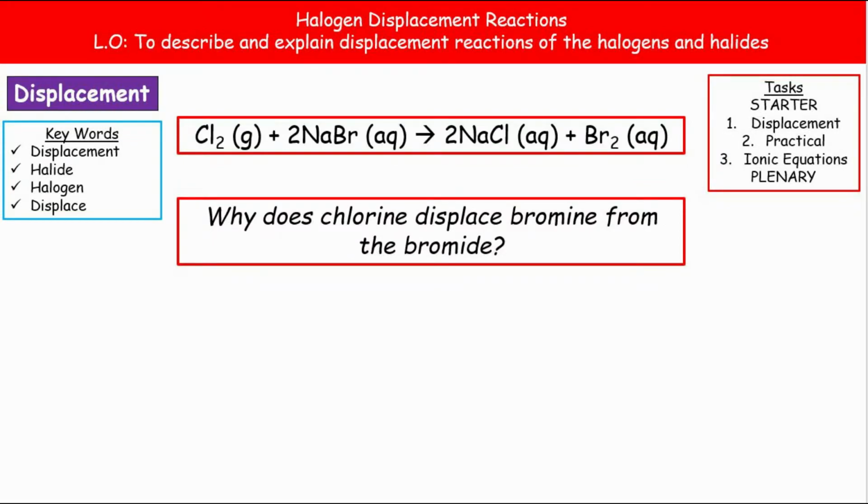So what we've got at the top of the screen then, that is a balanced symbol equation for one of these displacement reactions. So we've got chlorine in gas form, and we're going to add that to the chemical sodium bromide, the halide. What we then form is sodium chloride and bromine. So what I'd like you to do is write down the balanced symbol equation first of all, and then see if you can have a go at answering the question underneath. Why does chlorine displace bromine from the bromide?